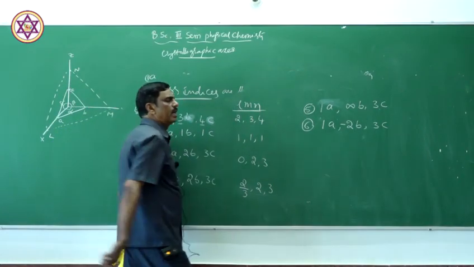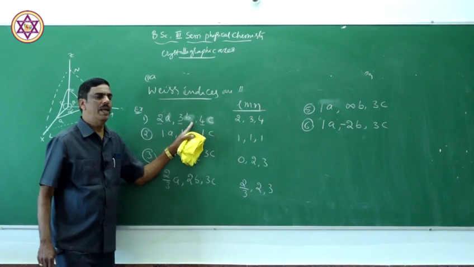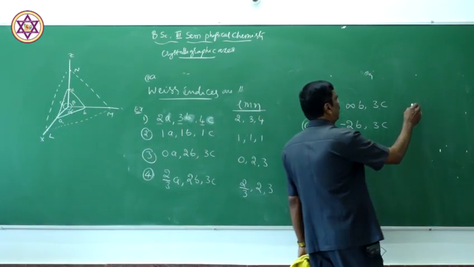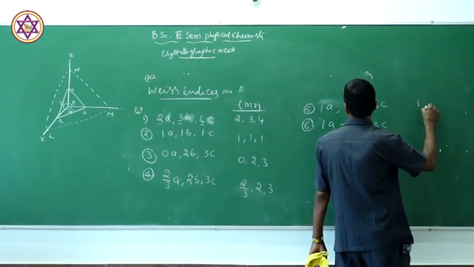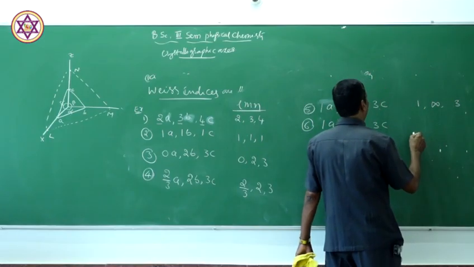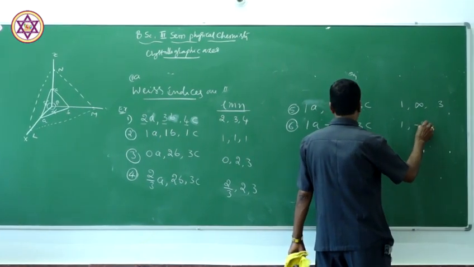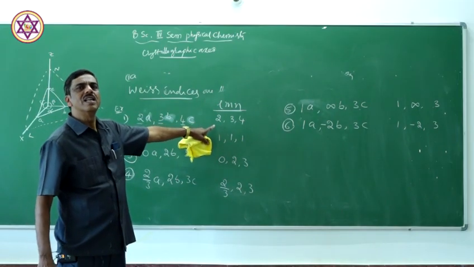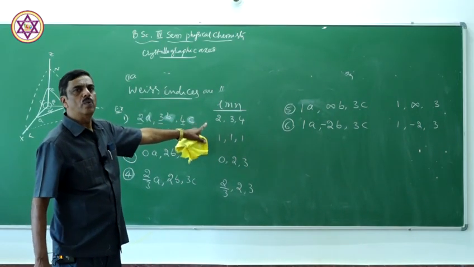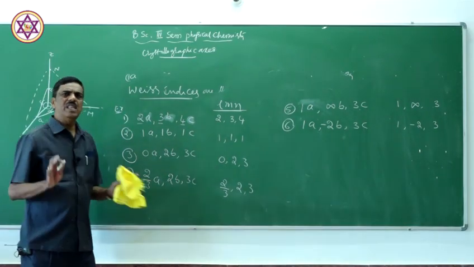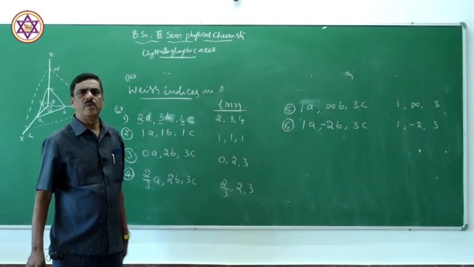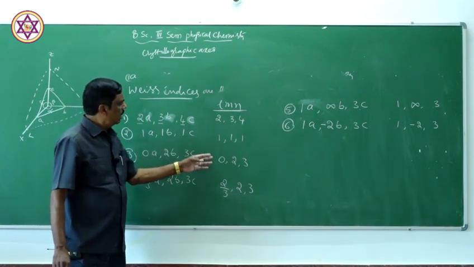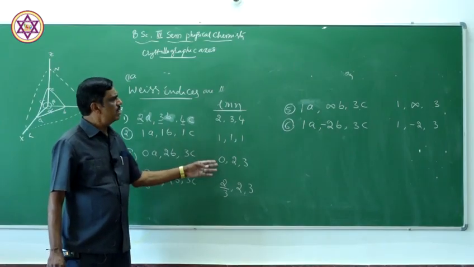Weiss indices are LMN. For this plane, 2, 3, 4, 1, 1, 1, 0, 2, 3, 2 by 3, 2, 3, and in this case 1, infinity, 3, 1, infinity, 3, 1, minus 2, 3. Like this, Weiss indices are the coefficients of intercepts in the x, y and z directions. There is some inconvenience in representing these planes by Weiss indices. The inconvenience is that some indices are fractions, 0 or infinity.